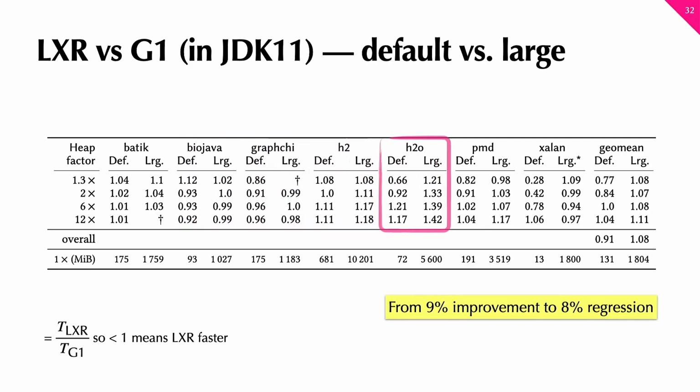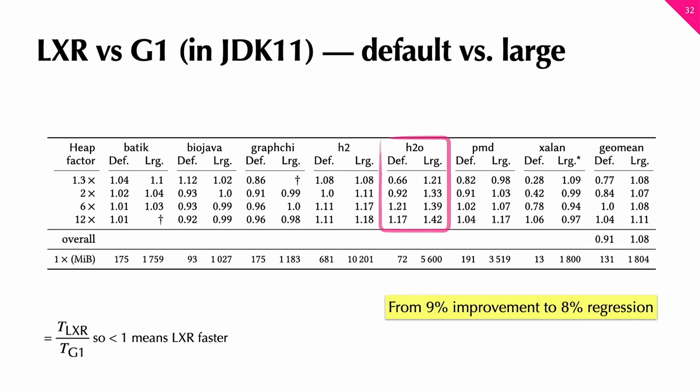Here is a super impressive result for the LXR collector, right? It's more than 30% faster. This is super cool, right? On the 1.3x heap factor. But again, going from default to large, right? We're seeing a 30% improvement turn into a 20% regression. So there is a huge difference there, right?